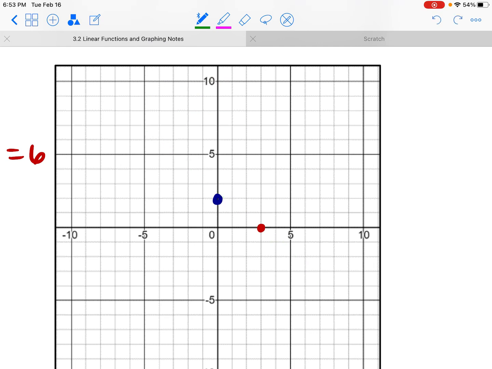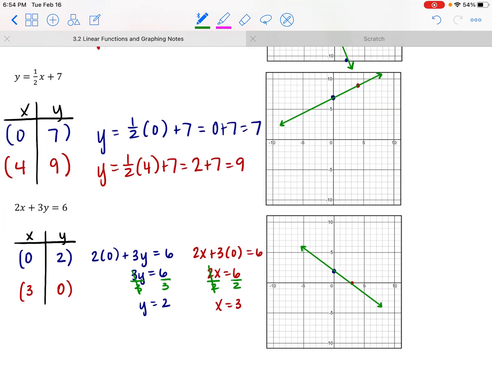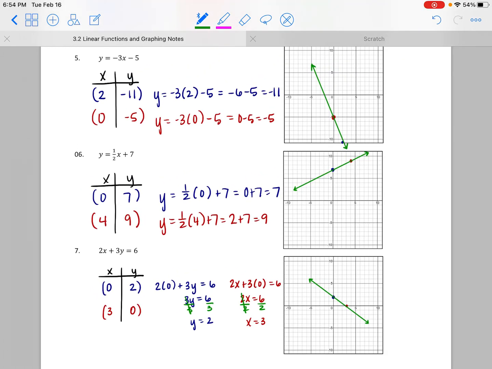Oh, I missed. Okay, good enough. There it is. Okay? So you're just making solutions by picking a value for a variable, plugging it in, and seeing what's left for the other variable. Sometimes it requires some solving, sometimes it doesn't. Just kind of depends on the form. But plugging in zeros are always kind of nice.